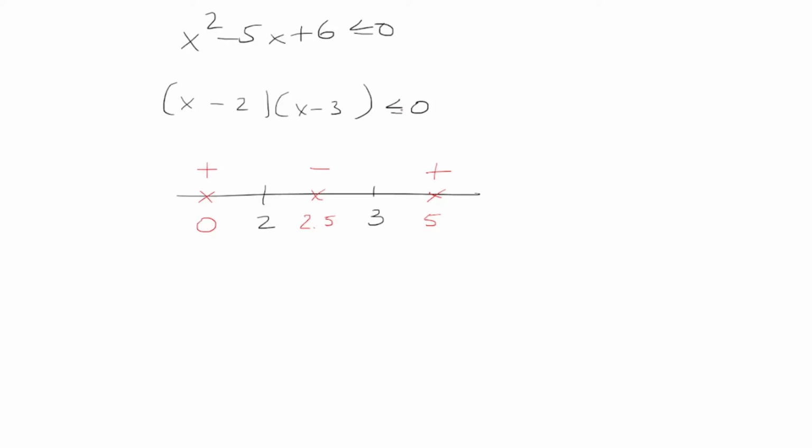For this question, we're looking for when this is less than or equal to 0. So that's going to be in this interval here between 2 and 3. And you want to make sure to include 2 and 3 because that's where the quadratic is equal to 0. Okay, next example.